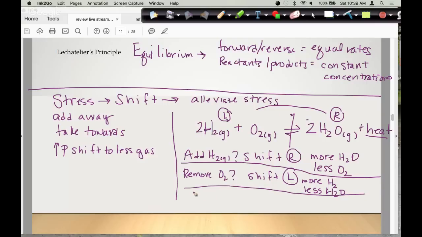And if I increase the pressure, I shift to the side with less moles of gas. 2 plus 1. This side has 3 gas, 2 gas on this side. So increasing pressure, I shift to the side with less gas. I'm going to shift right. Increasing the amount of water, decreasing the amount of H2 and O2.